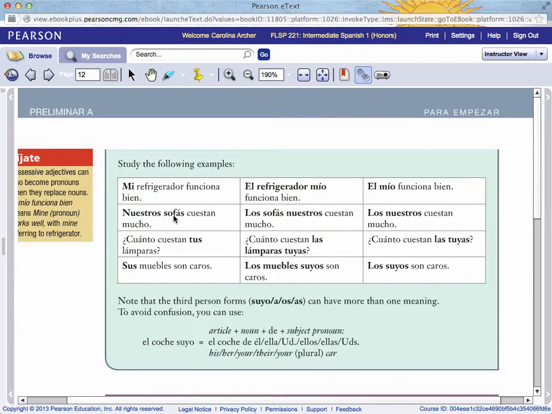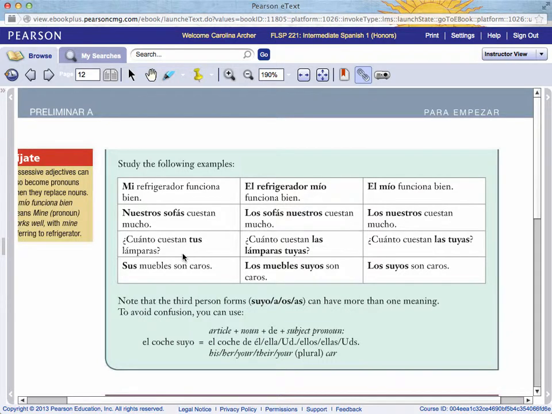Nuestros sofás cuestan mucho. This is our sofas, or the sofas of ours, okay? Los sofás nuestros, and in this case, nuestros and nuestros, we use the same one, cuestan mucho. Or los nuestros cuestan mucho, when everybody in the conversation knows what you're talking about and you don't have to repeat the noun. Los nuestros cuestan mucho.